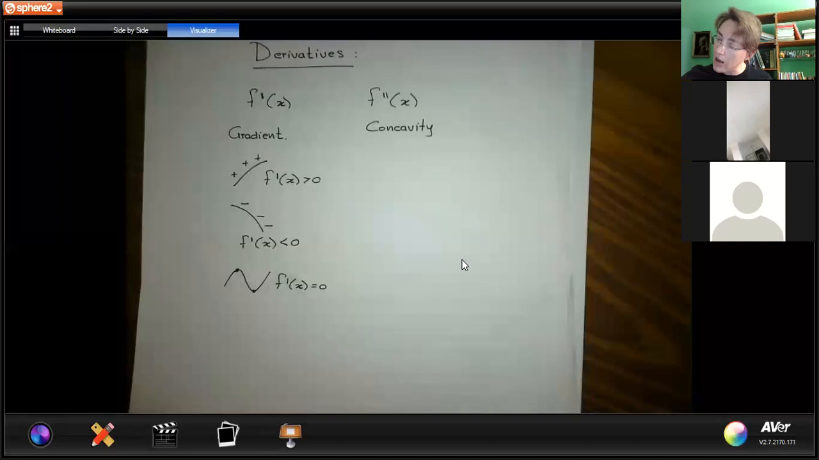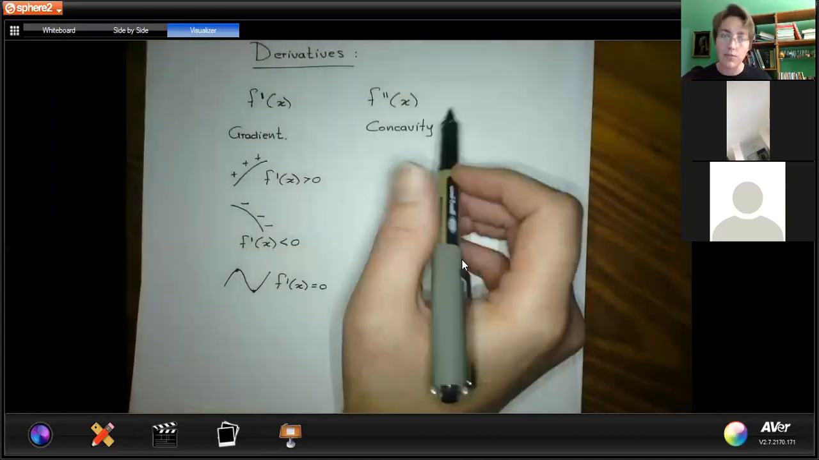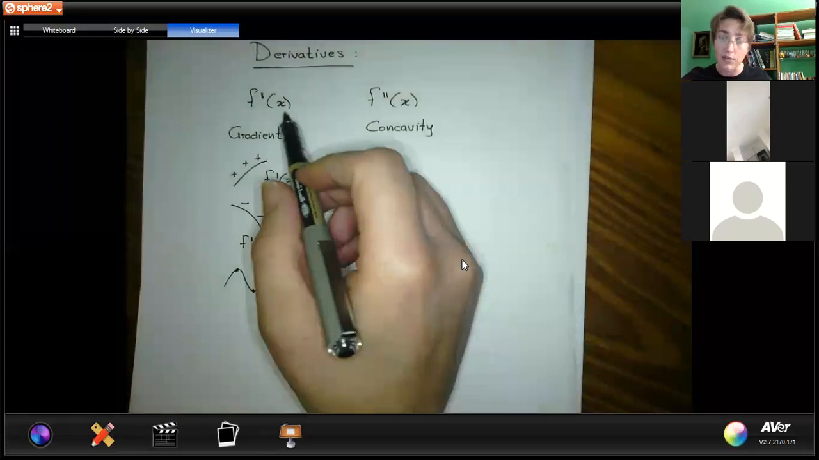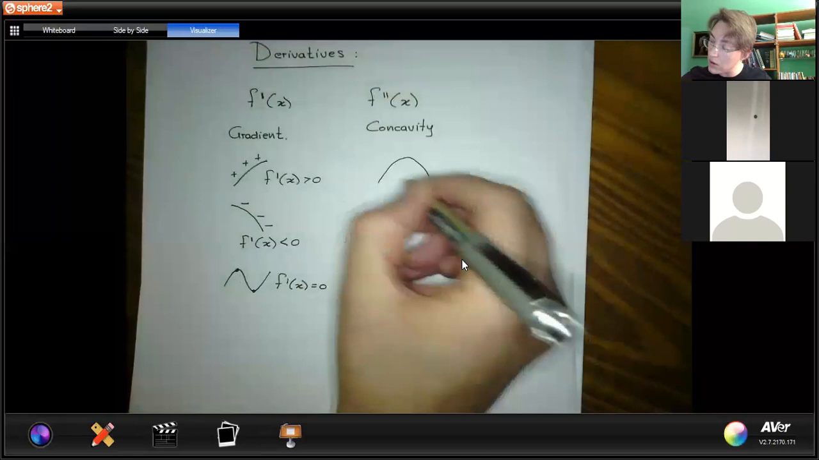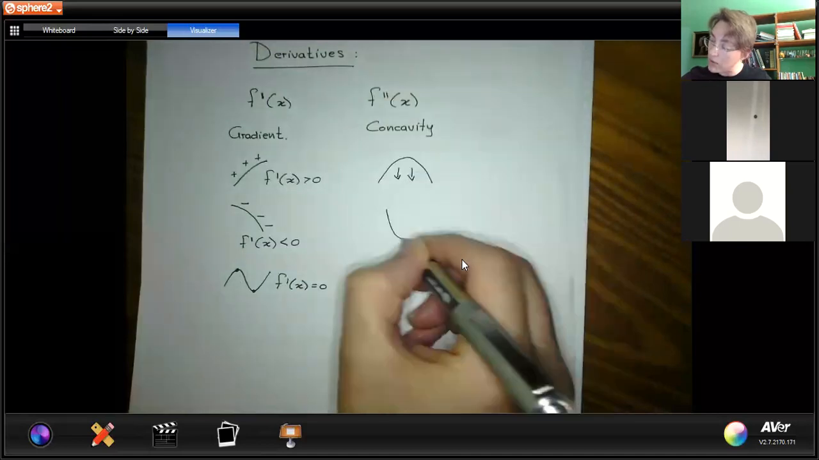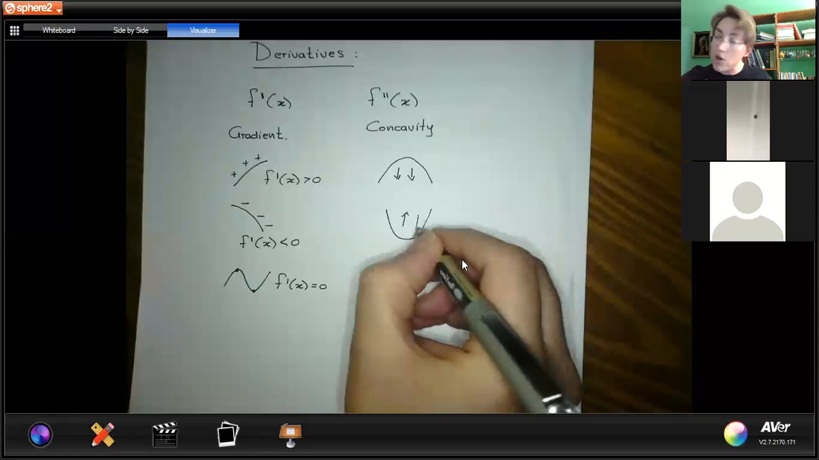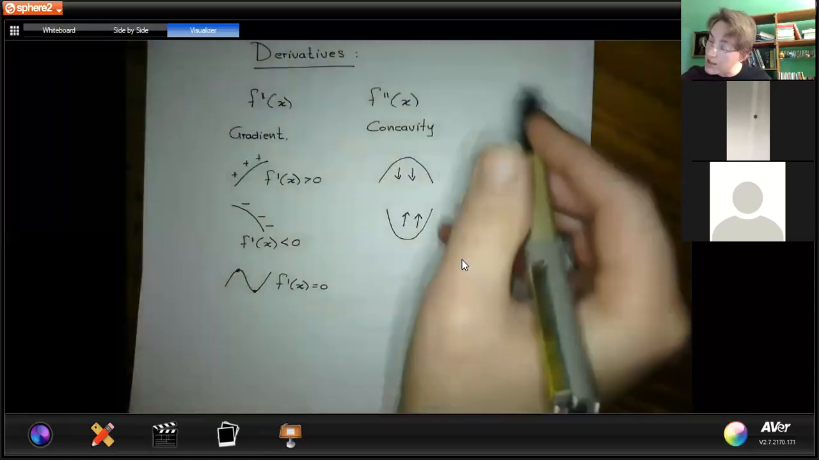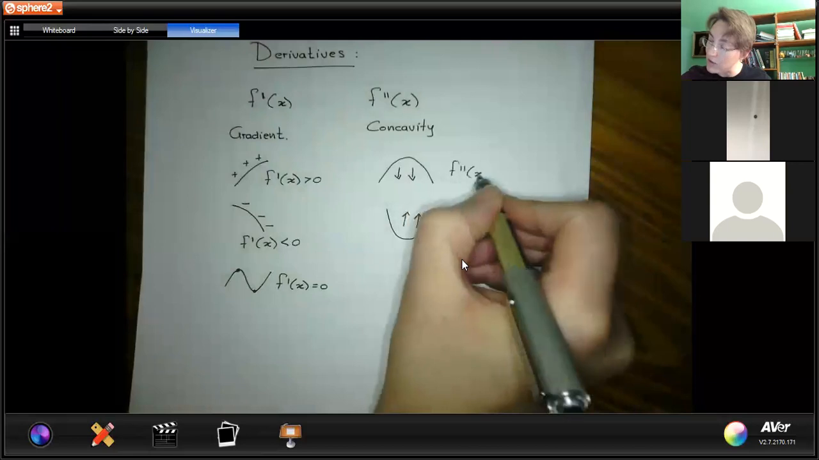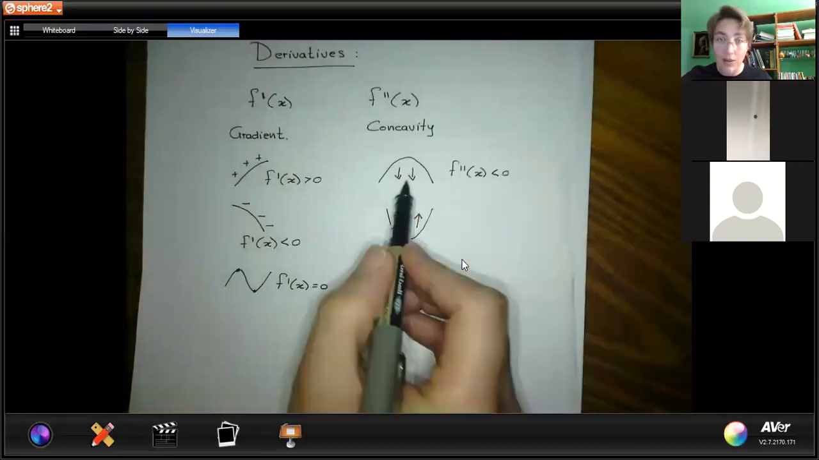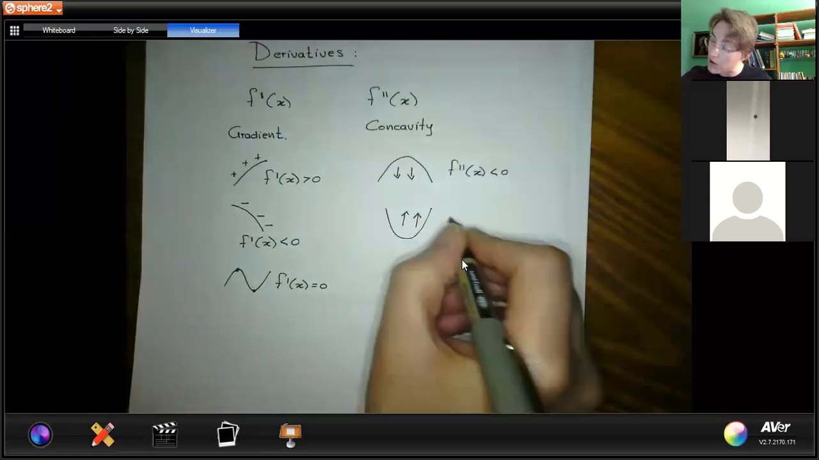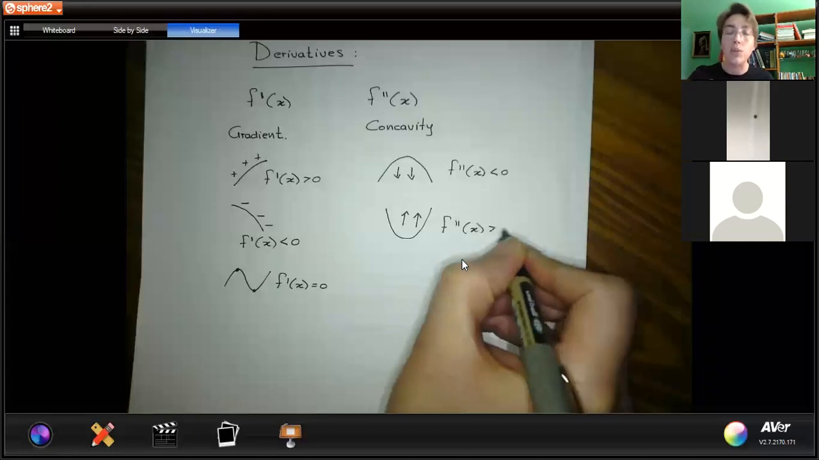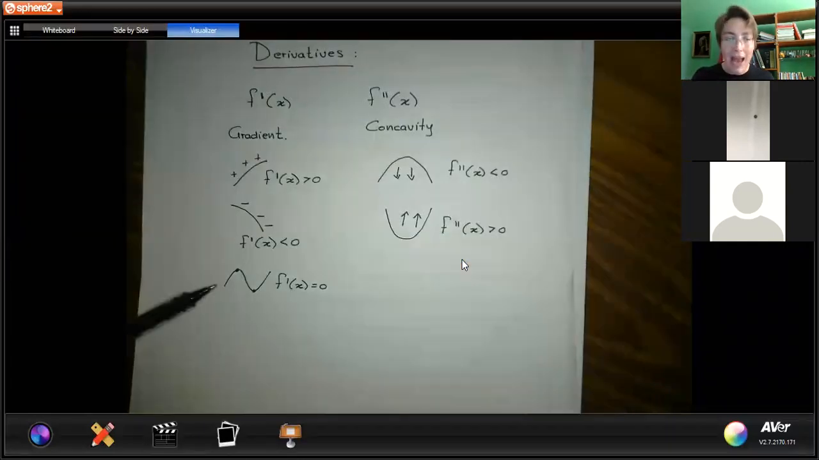Now, concavity is looking at the second derivative. If I find the derivative of the first derivative, I can say graphs can either be concave down or concave up. When a graph is concave down, the second derivative is negative. In this case, it's concave up, so the second derivative is positive. And this is one of the ways to determine whether a turning point is a local maximum turning point or a local minimum turning point.